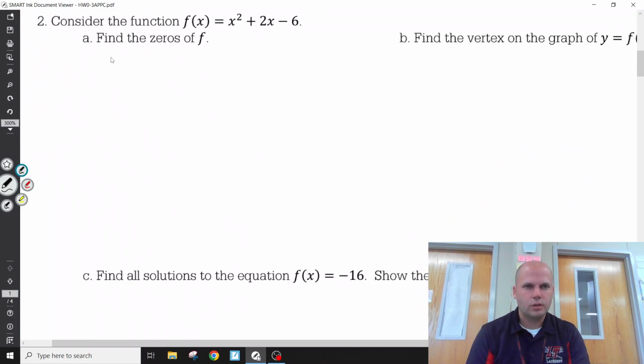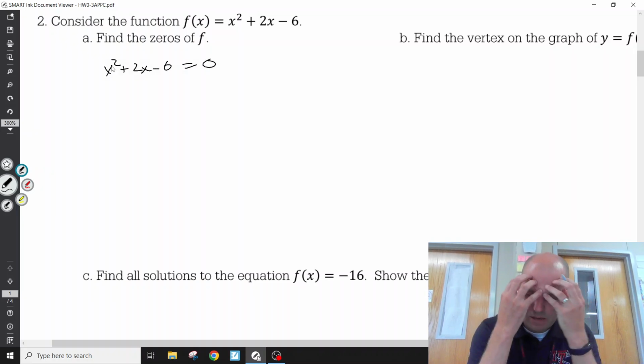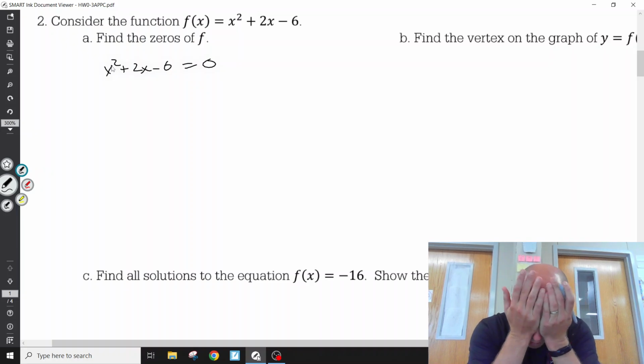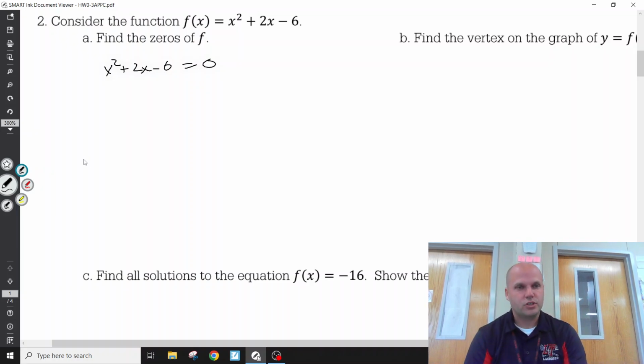Find the zeros. X squared plus 2x minus 6 equals 0. Are there two numbers that multiply to get negative 6 and add to get 2? No. Back up. First choice. It's up to you. Quadratic formula. Opposite of b over 2a. Identifying a, b, and c.